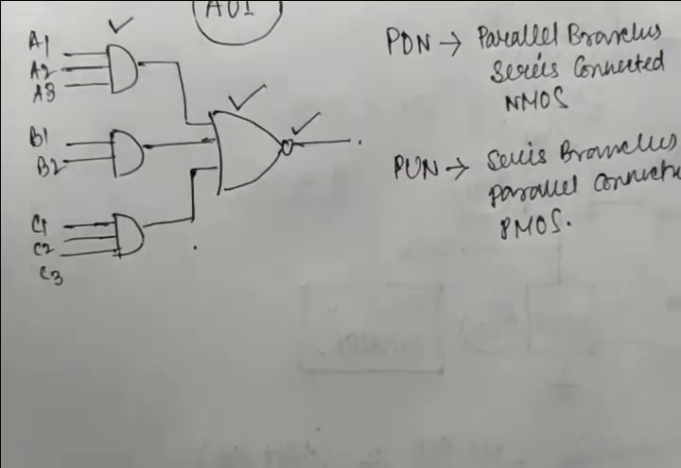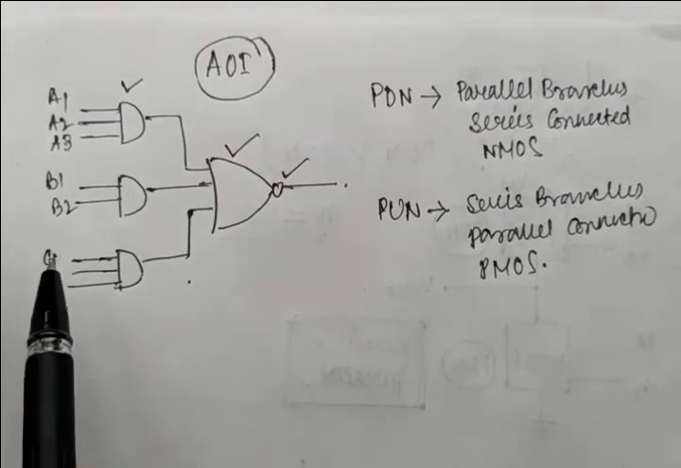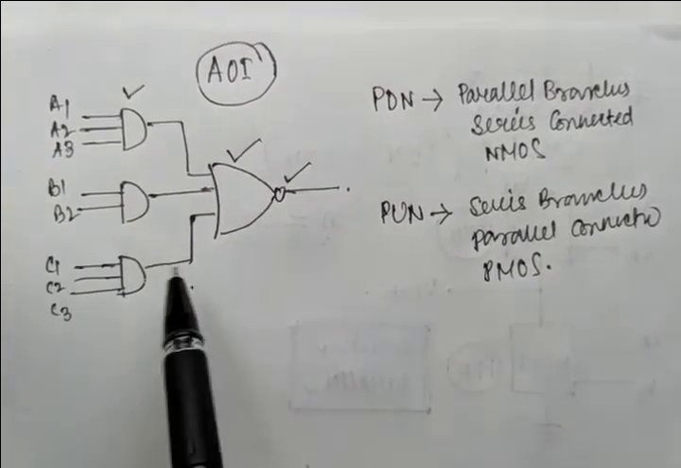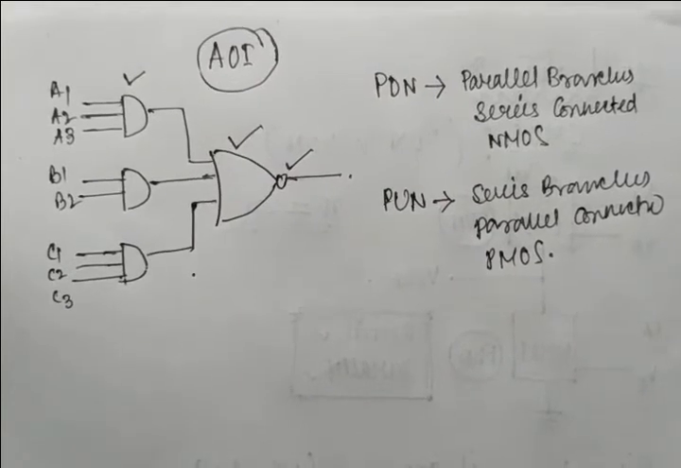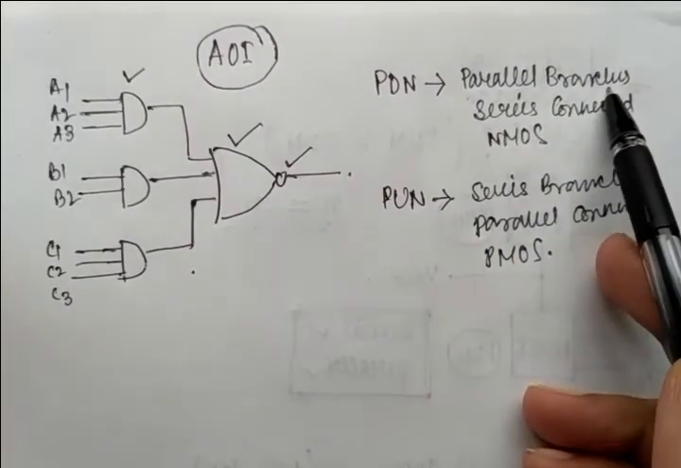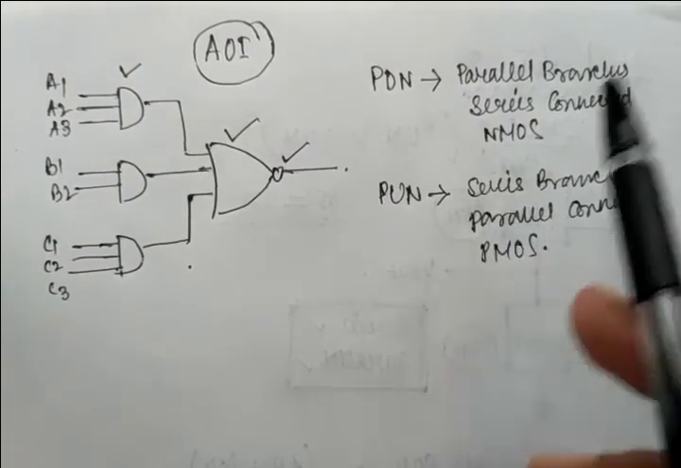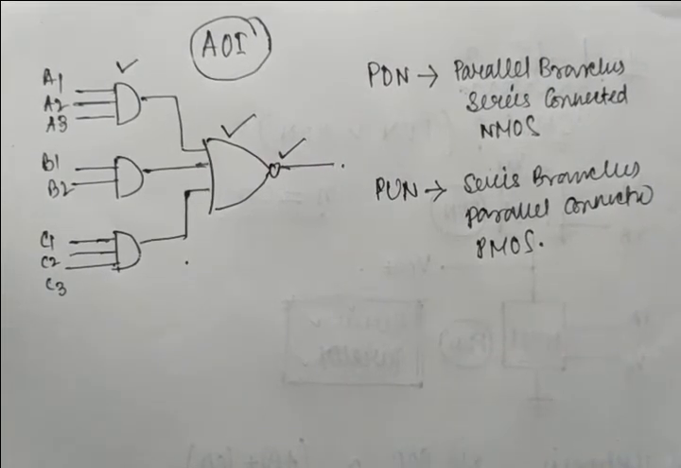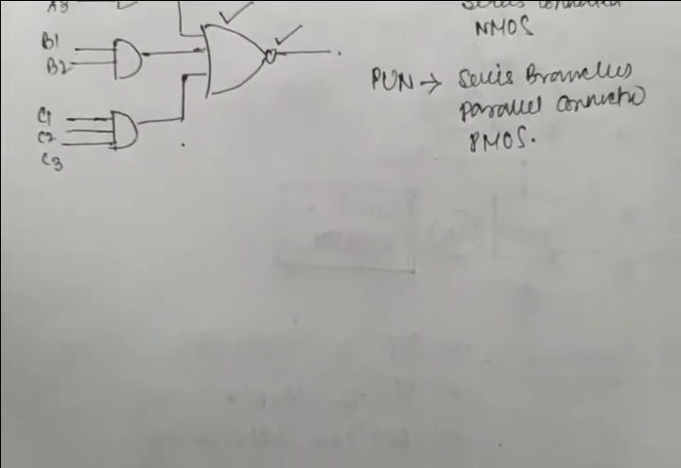So how can you design this? First of all, how many branches are there? What is clear from this diagram? Yes, there are 3 branches. So obviously there will be 3 branches in the pull down network, all parallel, with series connected NMOS. In each branch, the NMOS will be in series connection. Please go through it carefully.